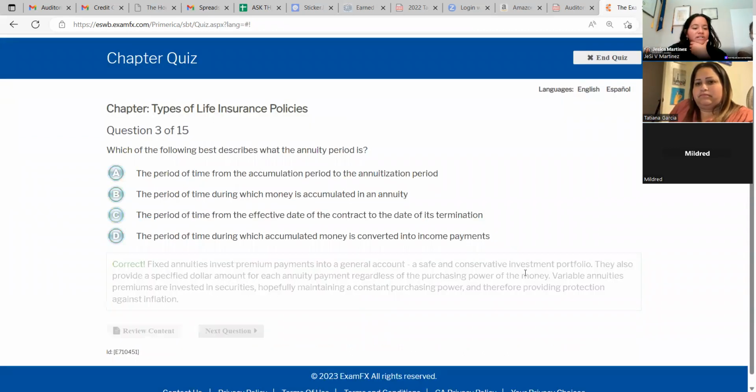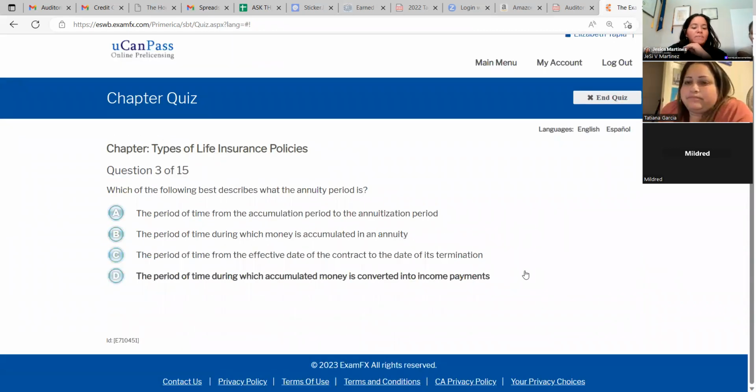So next question. Which of the following best describes what the annuity period is? The period of time from the accumulation period to the annuitization period, the period of time during which money is accumulated in an annuity, the period of time from the effective date of the contract to the date of its termination, or the period of time during which accumulated money is converted into income payments.